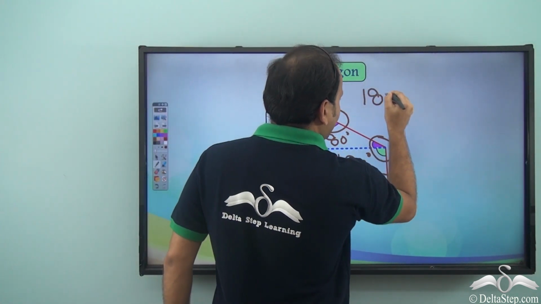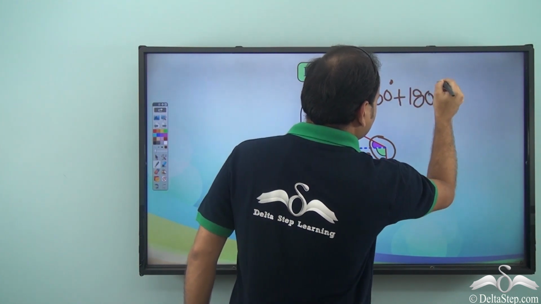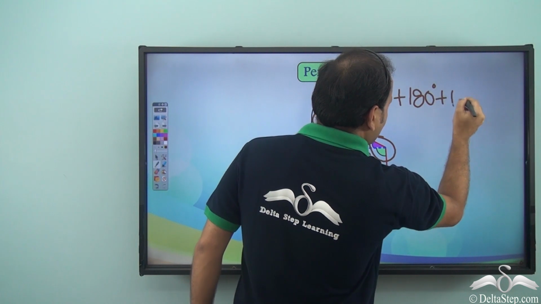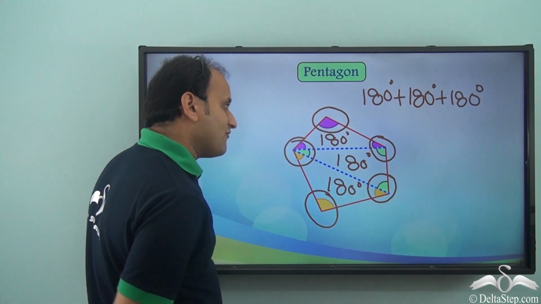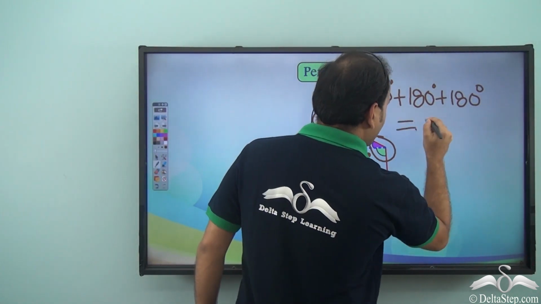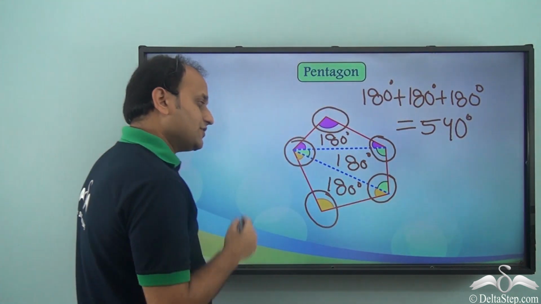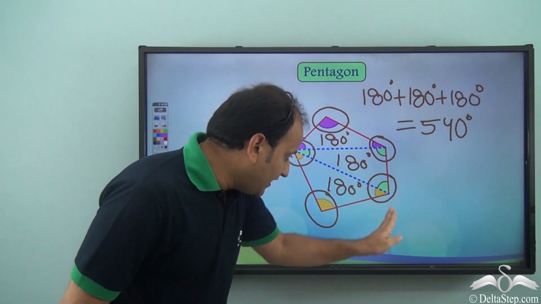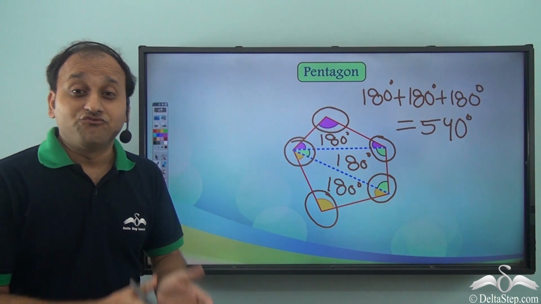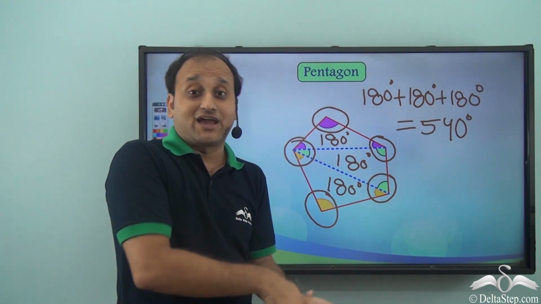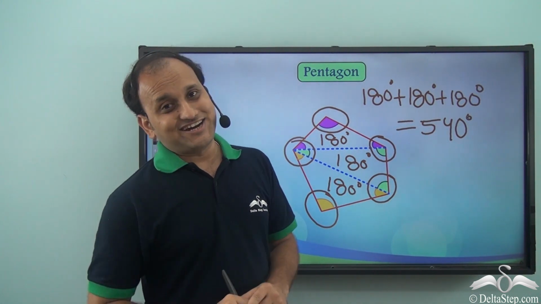So 180 degrees plus 180 degrees plus 180 degrees. So what will be the sum of all the three? 540 degrees. So this is the sum of internal angles of a pentagon, and we found out with the help of the property of triangle, that is, the sum of internal angles of a triangle is always 180 degrees.